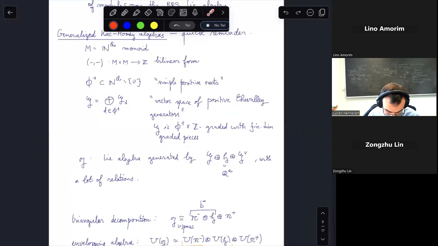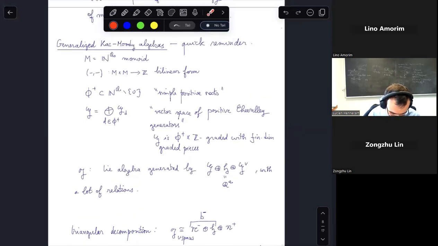So we start from a monoid. Just think of this as a power of the set of natural numbers with a bilinear form, a set of simple positive roots, and a space of Chevalley generators, which is graded by the set of integers. From this, we define a Lie algebra generated by Chevalley generators, the dual vector space, and the Cartan part, with some relations, and the Cartan part is a commutative subalgebra.